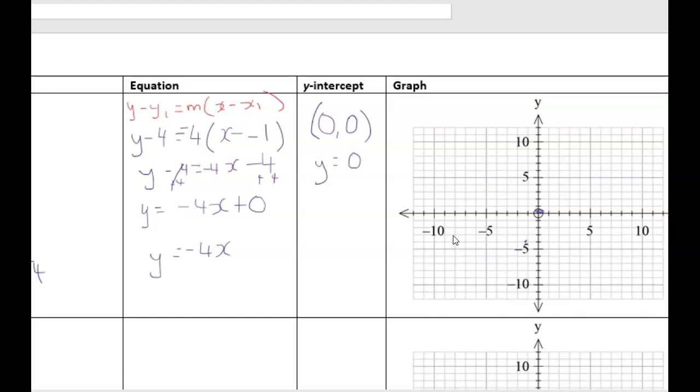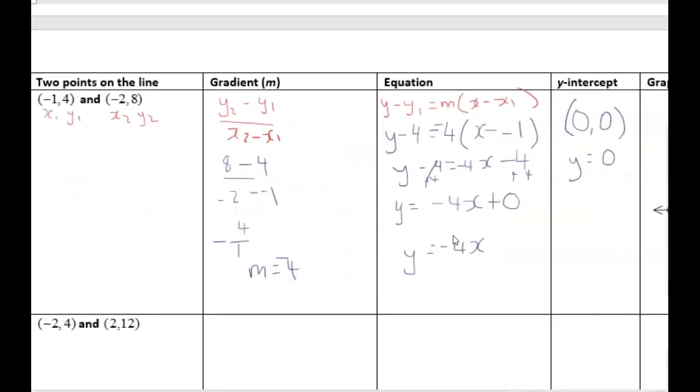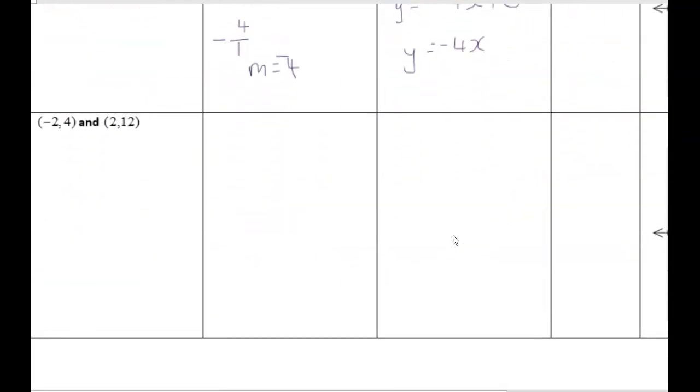Now, this is going to be fun. Oh, that's a pretty good line. Okay, so you would use a ruler, but because I'm on the computer, it's pretty difficult to use a ruler. All right, so let's go and do the next one.